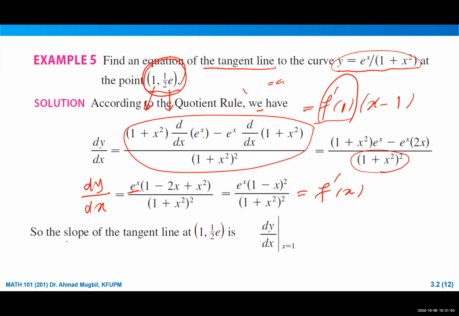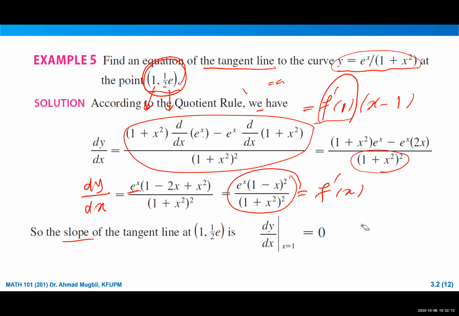The slope of the tangent line at this point will be the derivative at 1, which is what? What is it, guys? It will be 1 minus 1. 1 minus 1, it will be 0. 0 over what? 0 over 2. Over 1. Or over 2. It is over 2, yes. It is over 2 squared. It will be over 4. So it will be 0 over 4, which will be 0.